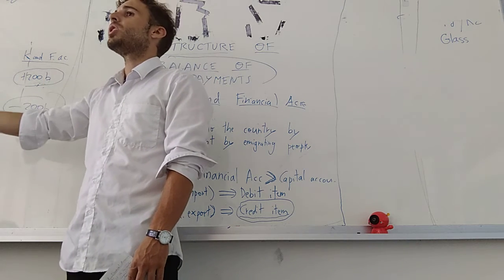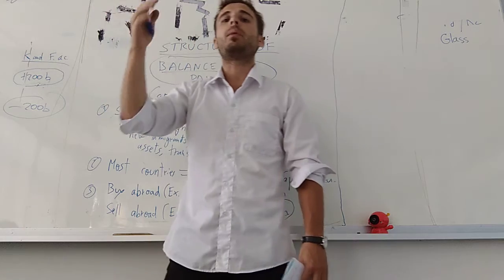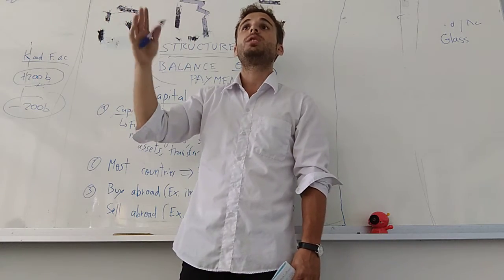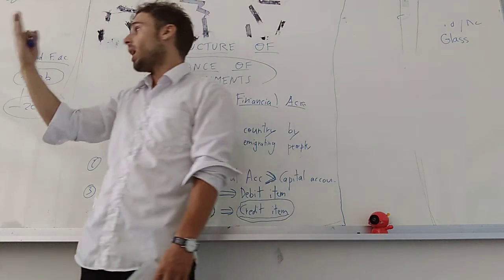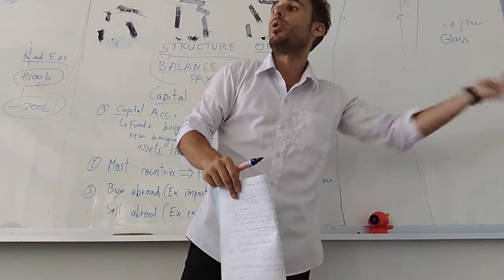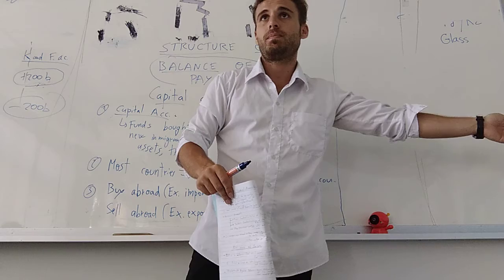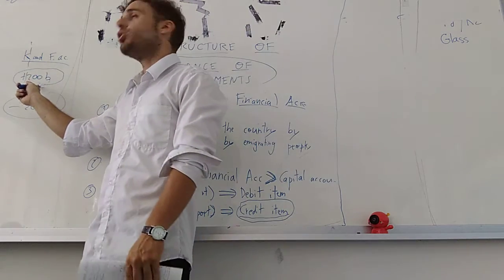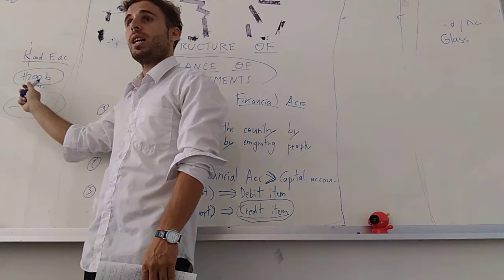So you sell for 300, but you bought for a value of 500. It's because you spend the 300 that you have, plus you ask someone else to lend you money, another country. So this is the money that you borrowed from another country.